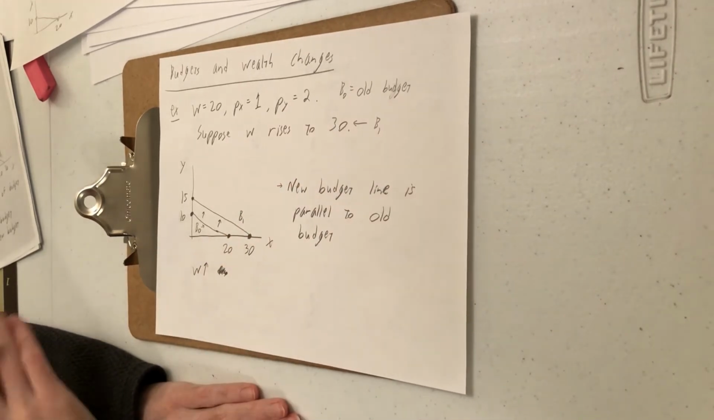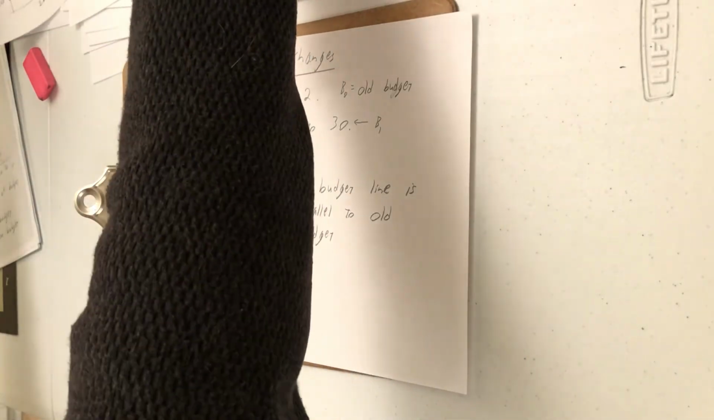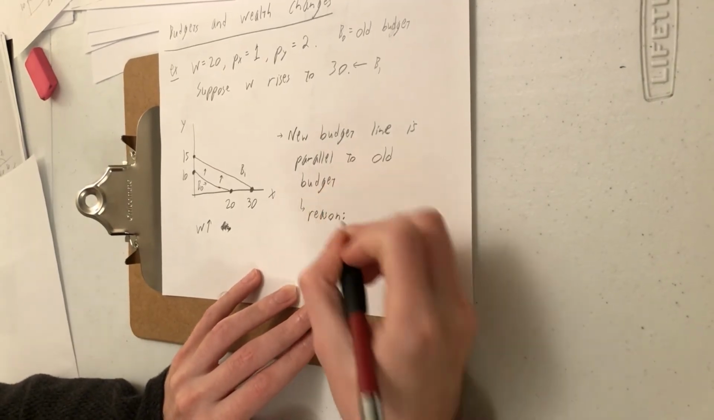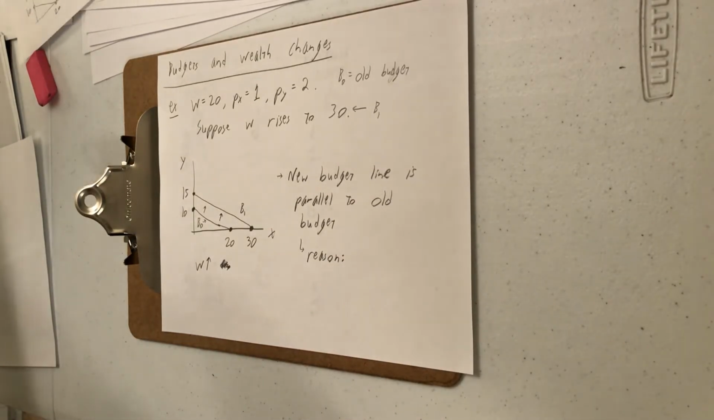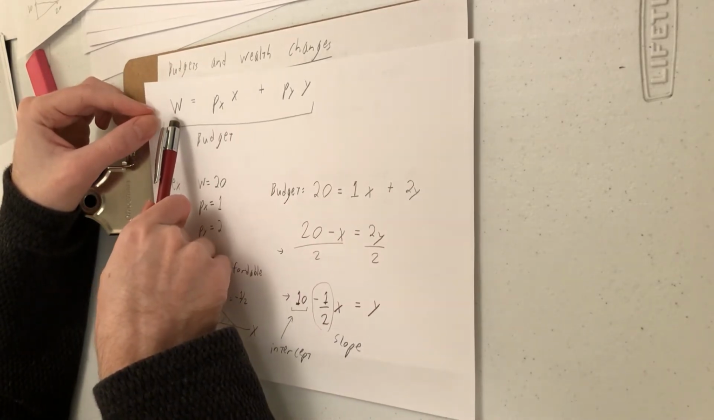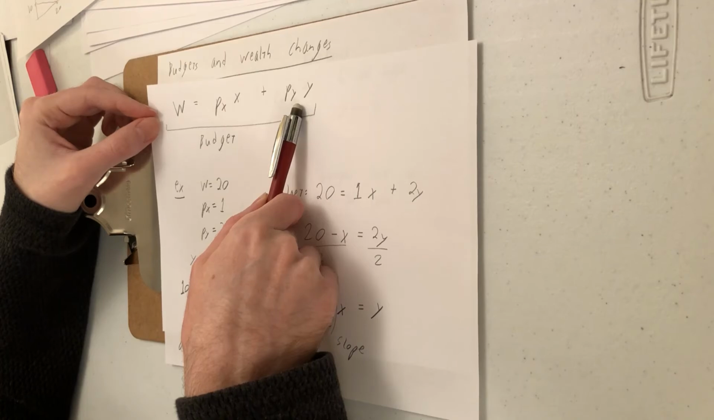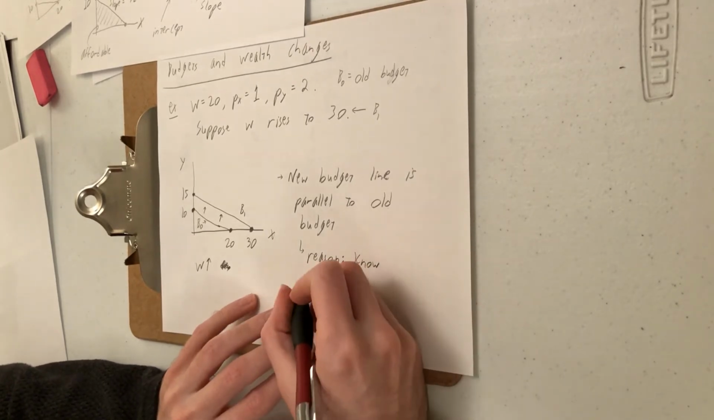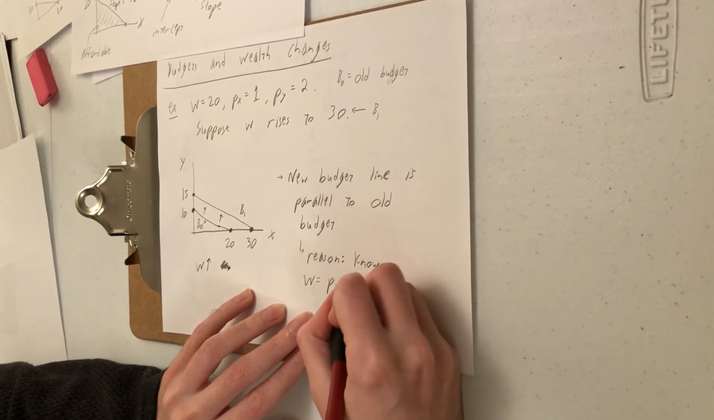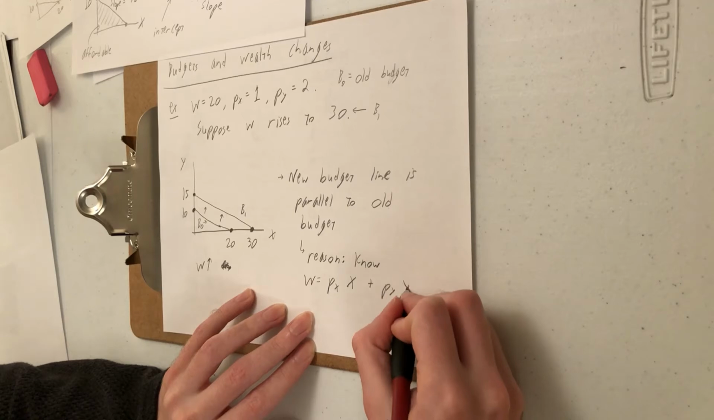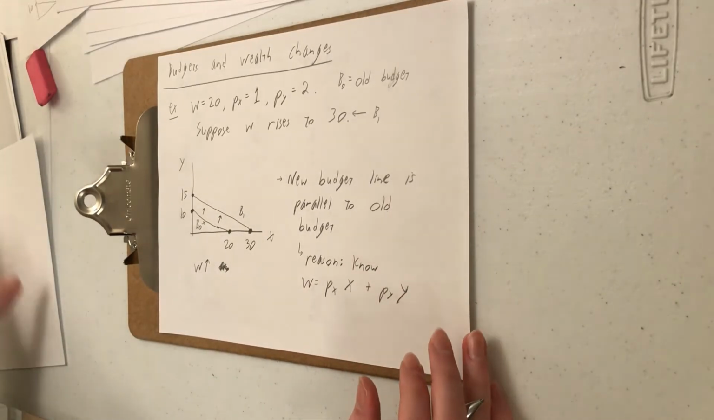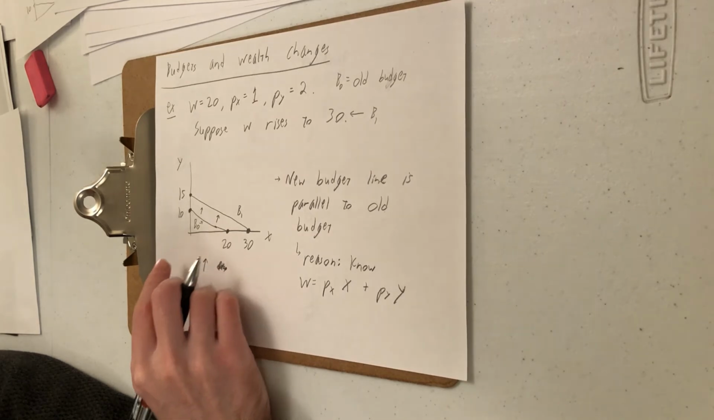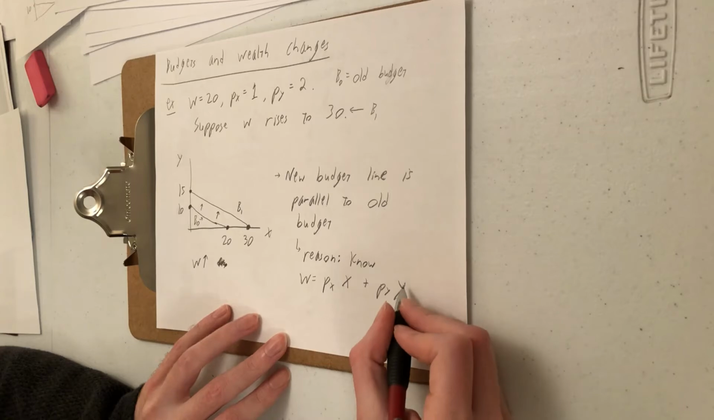Actually, let's show it. Let's see why that's true. So we said back here, your budget is how much you spend on X plus how much you spend on Y. If you're drawing a graph, you want to have Y on one side and all the other stuff on the other side. So let's follow that procedure.